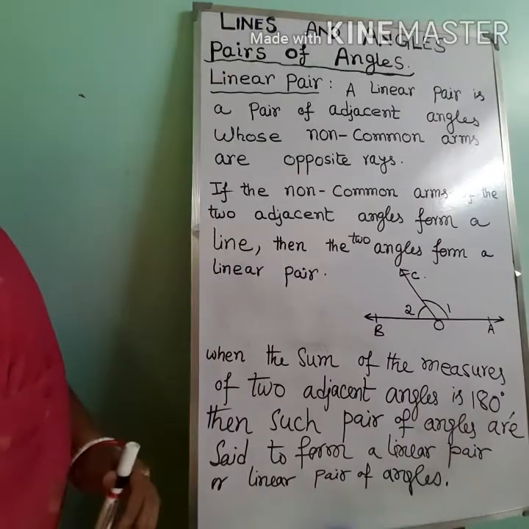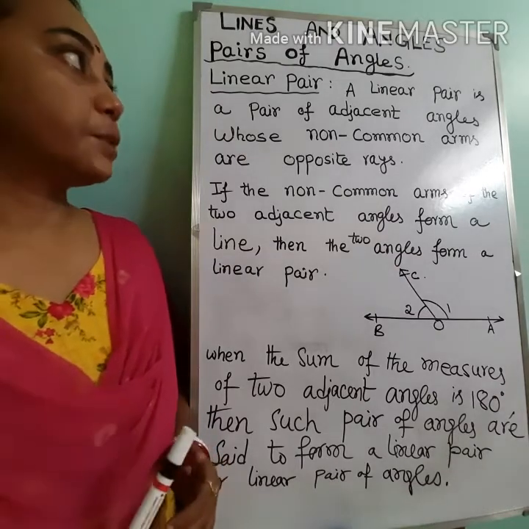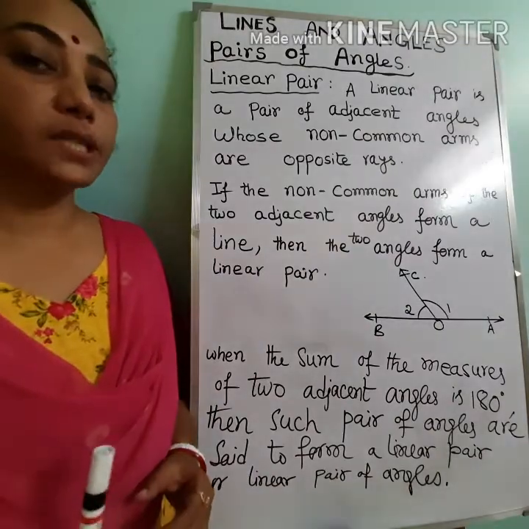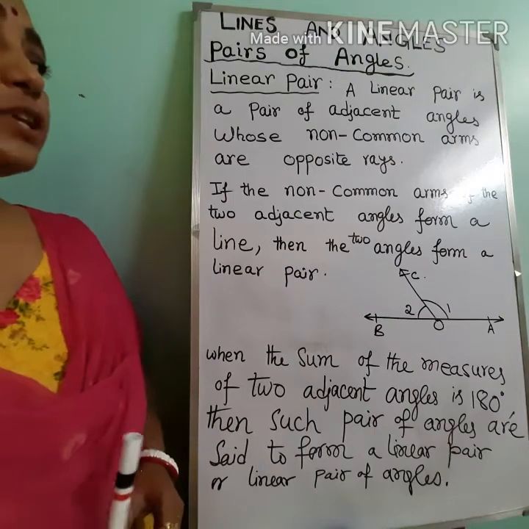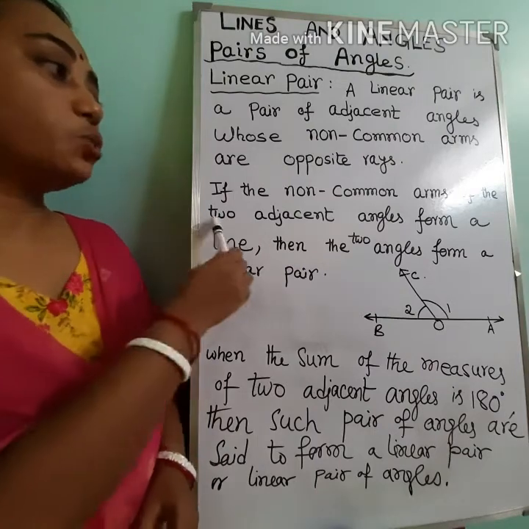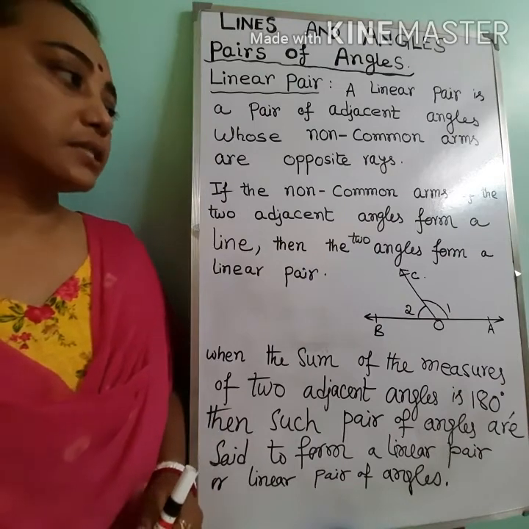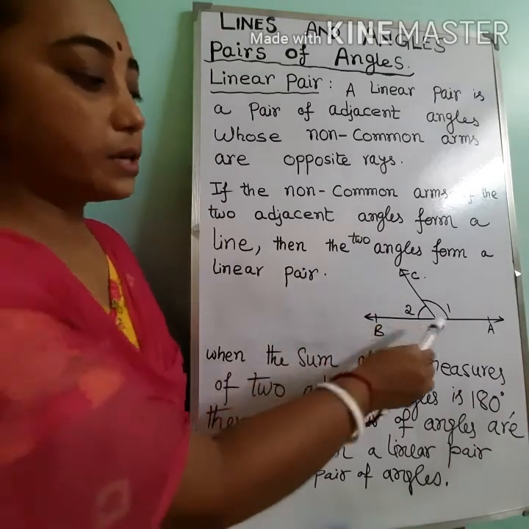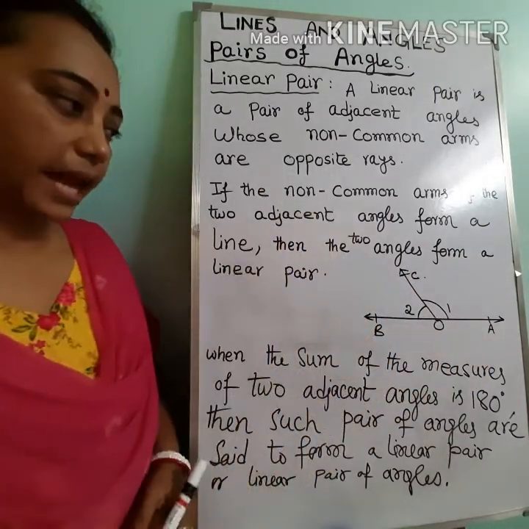Let us see another pair of angles, that is linear pair. What is a linear pair? A linear pair is a pair of adjacent angles whose non-common arms are two opposite rays. Or in other words, if the non-common arms of the two adjacent angles form a line, then those two angles are said to form a linear pair. Look at this figure. In this figure, angle AOC and angle COB are two adjacent angles.